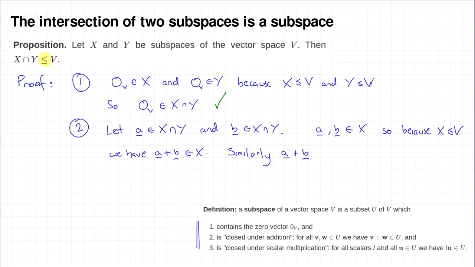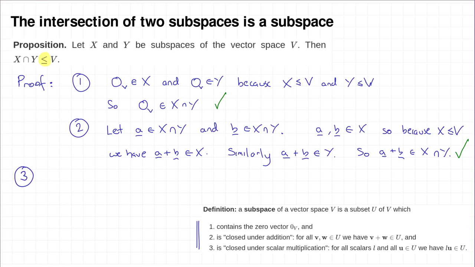A is an element of Y, B is an element of Y. Y is a subspace, so it's closed under addition, so A plus B should be in Y as well. Now we know that A plus B is in X, A plus B is in Y, so A plus B is in X intersect Y. Right, we took two arbitrary elements of X intersect Y, we've proved that their sum is in X intersect Y. That means X intersect Y is closed under addition, and condition 2 for being a subspace is true.